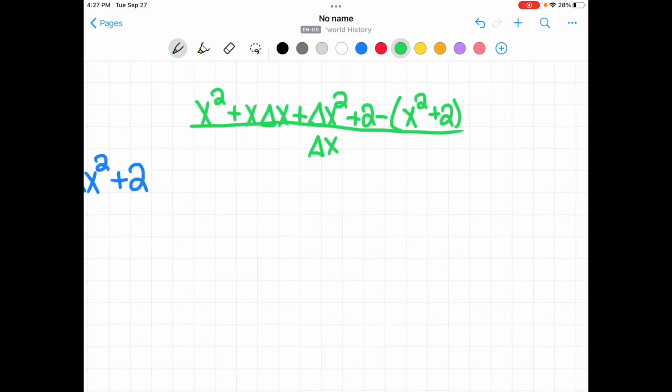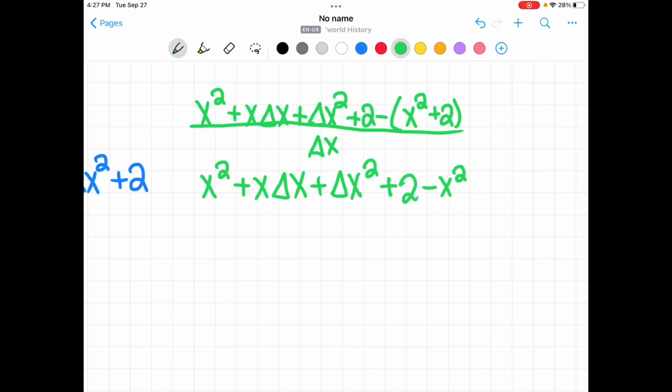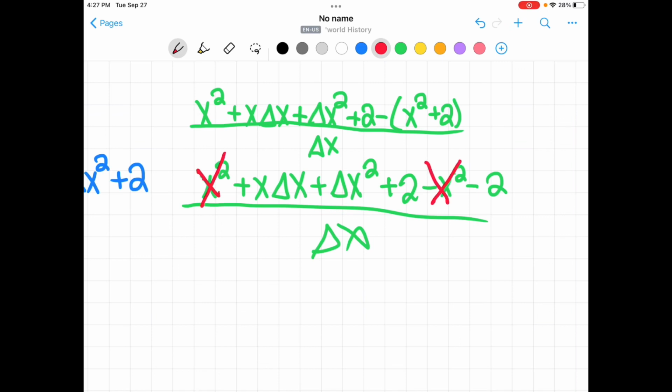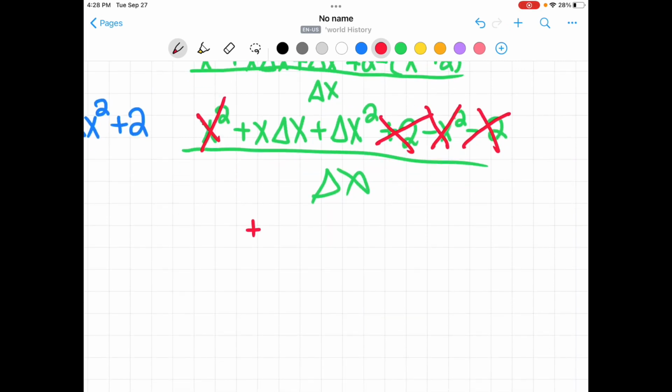Now we are going to go ahead and distribute that negative to all the terms, which is going to be negative x squared minus 2 all over delta x. If we go ahead and cancel out all the things that we can cancel out, we can cancel out this negative x squared with this positive x squared, and this negative 2 with this positive 2. And it's just going to give us x times delta x plus delta x squared all over delta x.